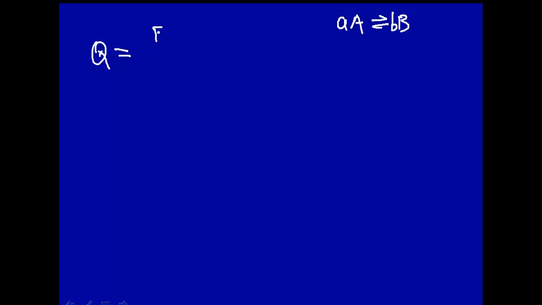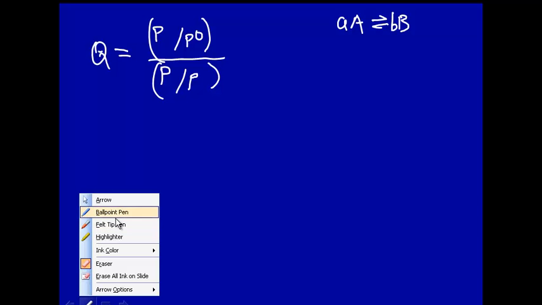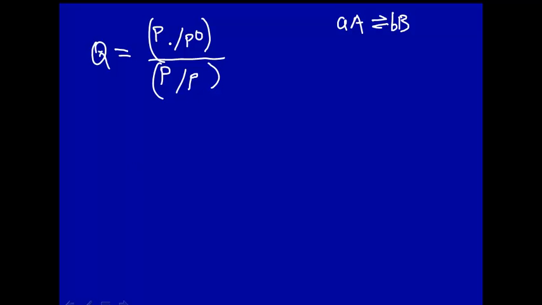This would be the pressure of A divided by the standard state pressure raised to the a power, divided by the pressure of B divided by the pressure of B in the standard state. Sorry, this is reactants. Okay, getting a little late here, so it's products over reactants. Duh, I should know that. I took intro chem one time. So the products here are B, B raised to the b power, A raised to the a power.